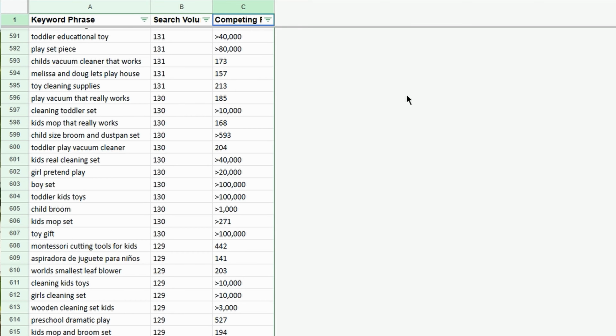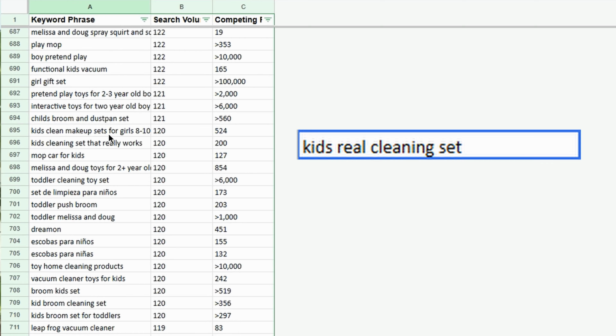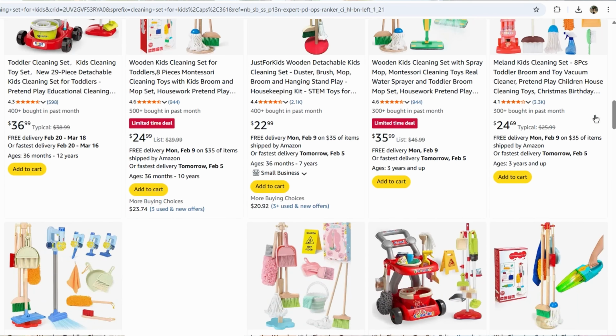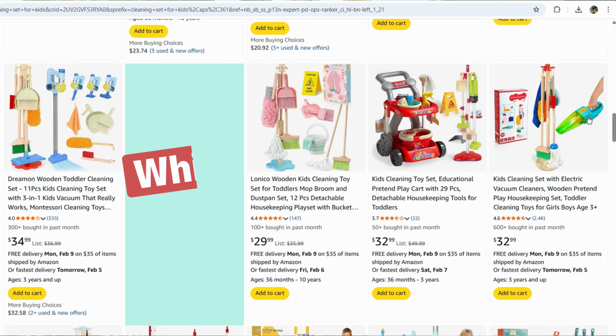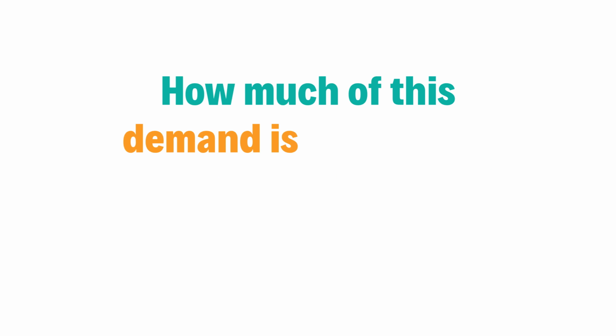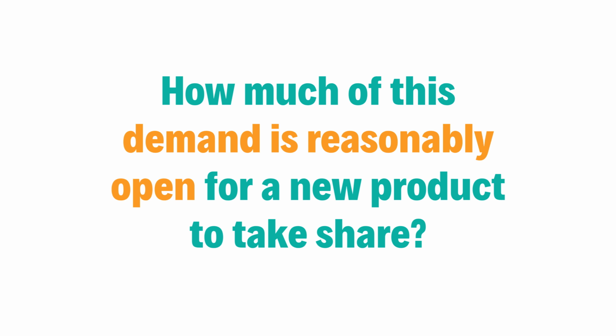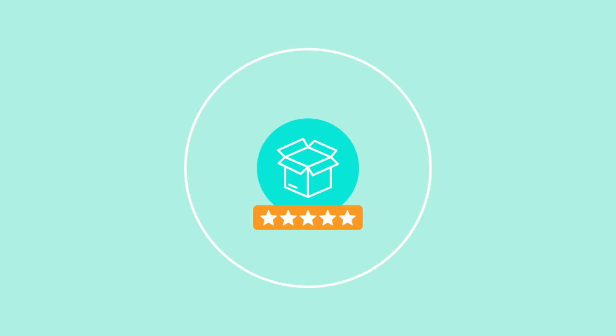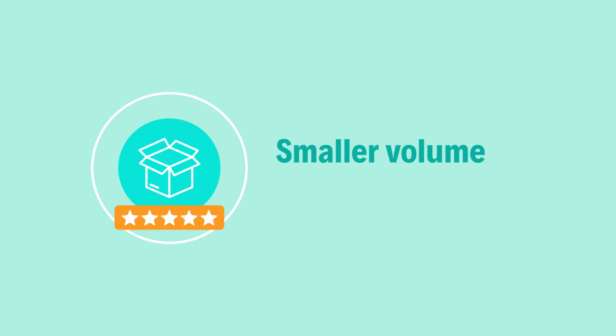But here's the thing, meaningful share on small searches can still add up to something real. When you see people stacking modifier words, in this case like real or works, that usually means the main search didn't give them what they wanted. We call these long tail keywords. They are a signal. They tell me what the specific intent is. And if I find on those long tail keywords that the products aren't well matched, that's the white space I'm looking for. So at this point, I'm not actually asking how big the market is. I'm asking how much of this demand is reasonably open for a new product to take share. You can absolutely win with a well-differentiated product in a market with a lot of smaller volume, long-tail keywords.